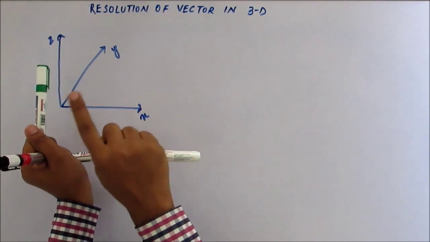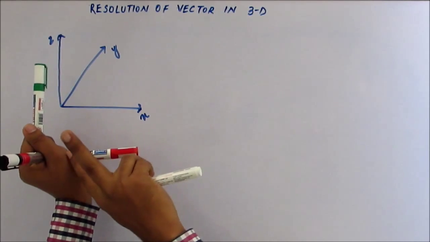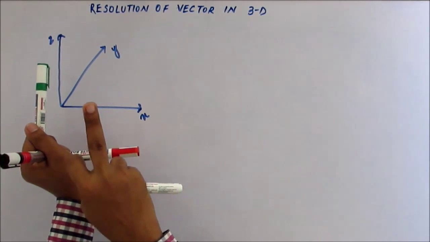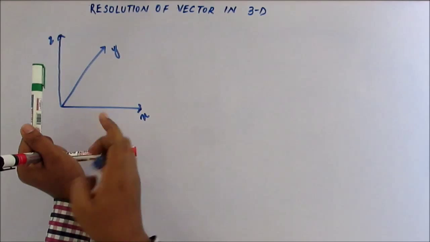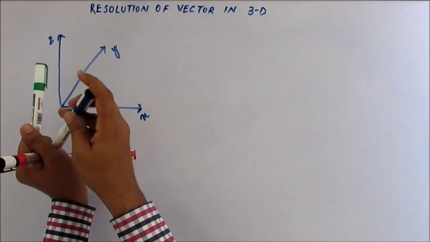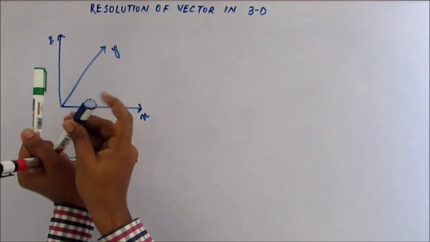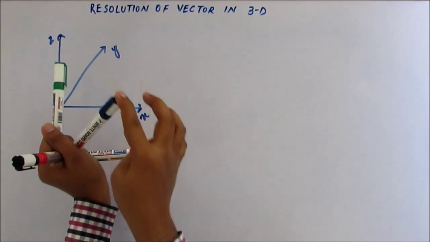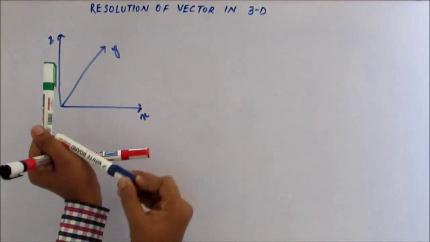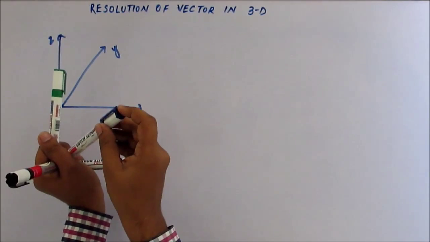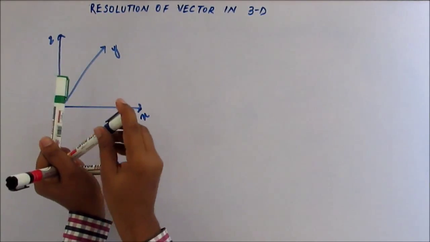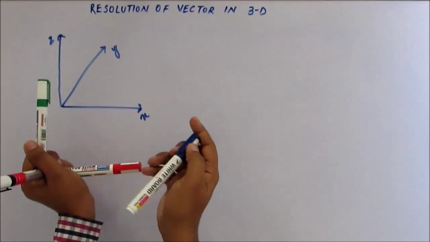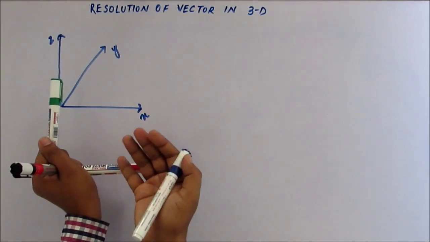So the position vector of this point will be the line joining the origin and terminating at that point, starting from origin and terminating at that point. Now what we are interested in is any general vector, it could be any general vector. We are interested in resolving that vector along each of the axes, as we did for two-dimensional, so we will do for three-dimensional.